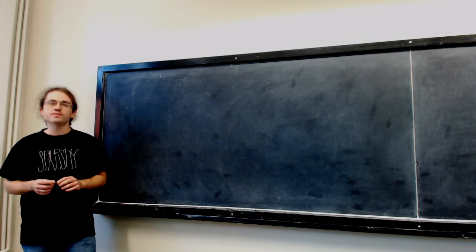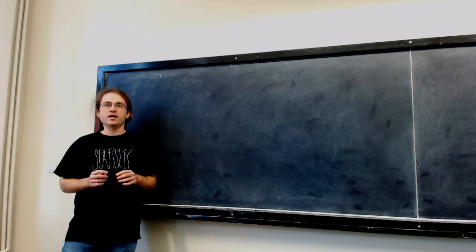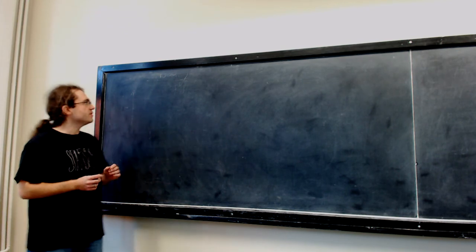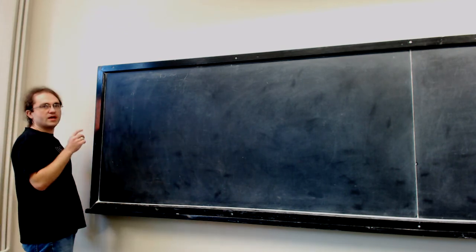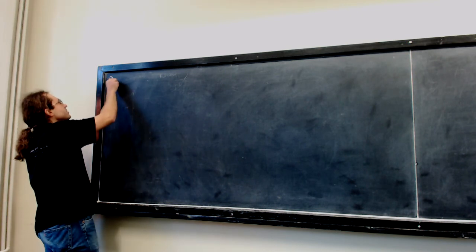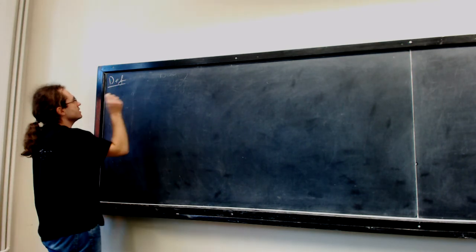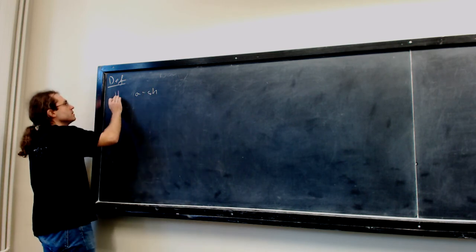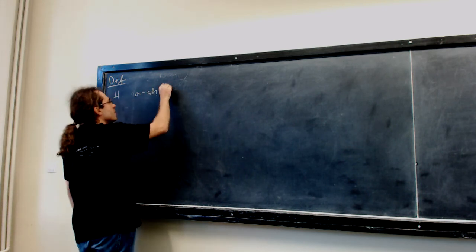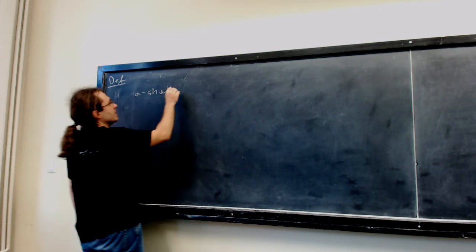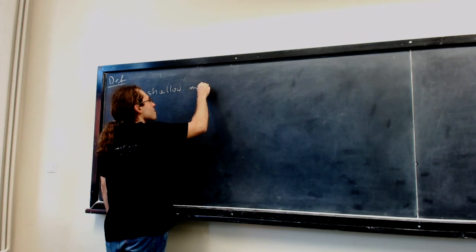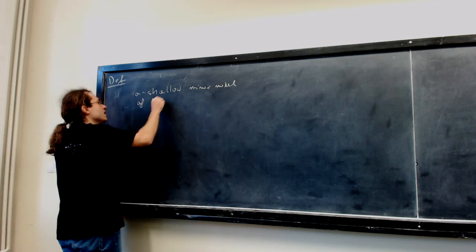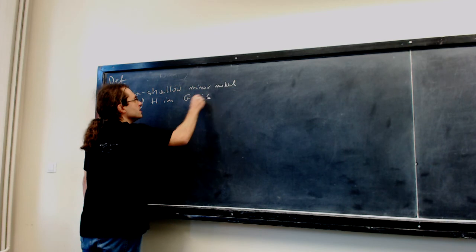So let's start. The first thing we're going to look at is something which I will call congested minors. So let's make a definition. Remember that we have had the definition of shallow minor. A shallow minor H of G is what it was.